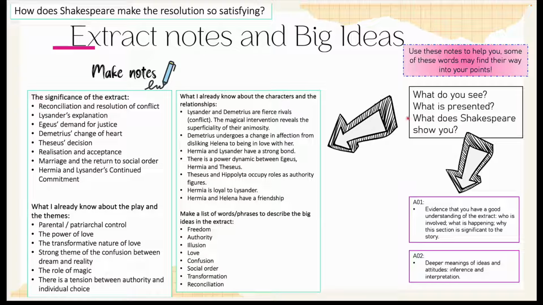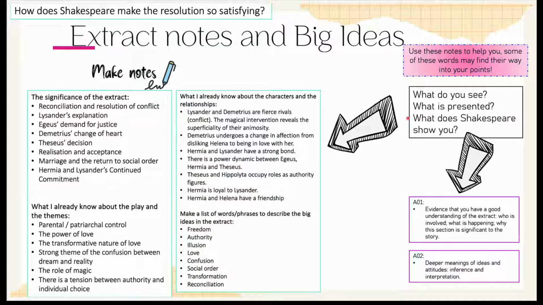So you want to be focusing here on what is it you see in the extract. So what do you see? Is it setting? Is it character? Is it relationship? Is it theme? What is it that you're seeing? What is presented to you and how is it presented to you? What is Shakespeare trying to show you?